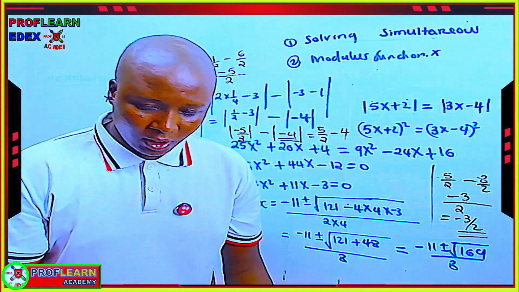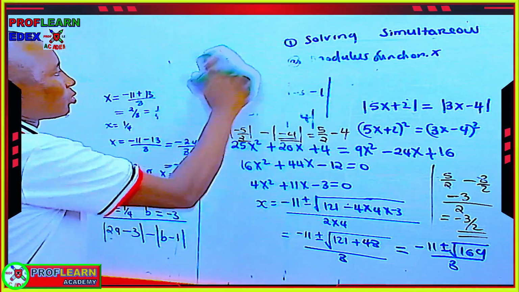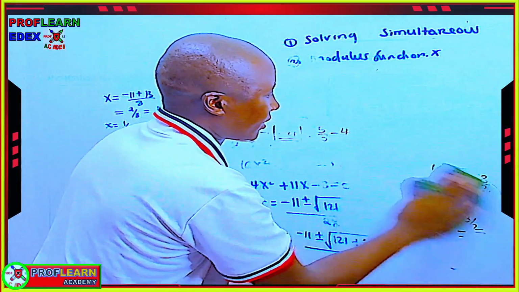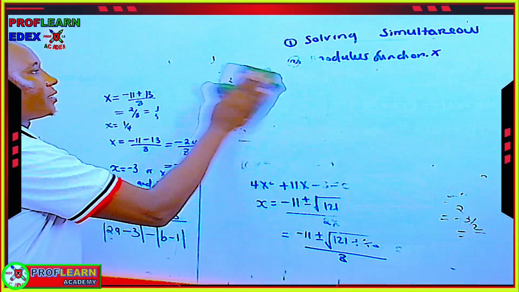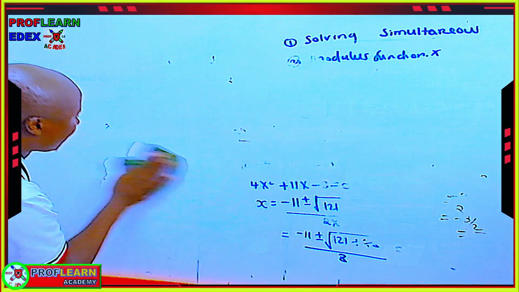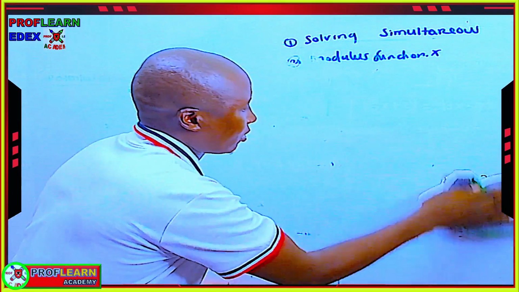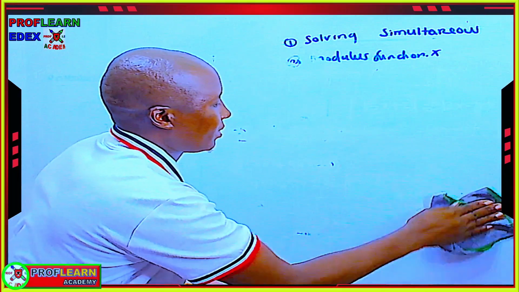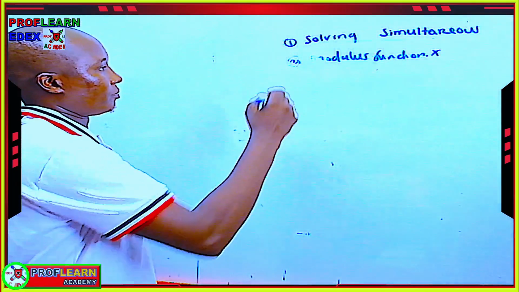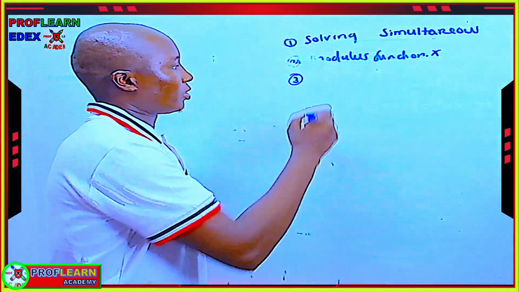Another topic that you can easily be tested, and you are expected not to use a calculator, is a topic to do with coordinate geometry, that is, equation of a circle. Equation of a circle is another area that you can be tested. Topic number 3 that you can be tested is equation of a circle.